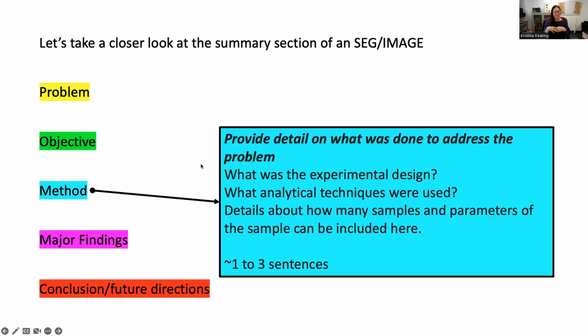You then explain what you did to address this problem. How did you meet your objectives? You provide detail on what was done to address the problem, so you can explain briefly what your experimental design was, what analytical techniques were used, how many samples you used, and what the parameters of the samples were that were important. All of this in an abstract needs to be done in 1 to 3 sentences. So this is a really short description that's an overview of your whole methods.